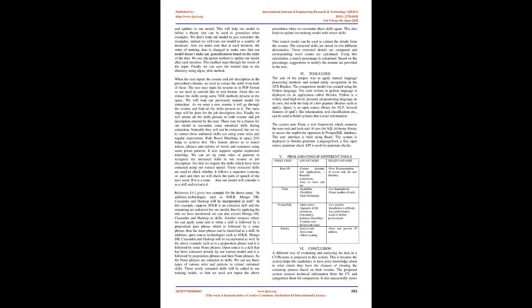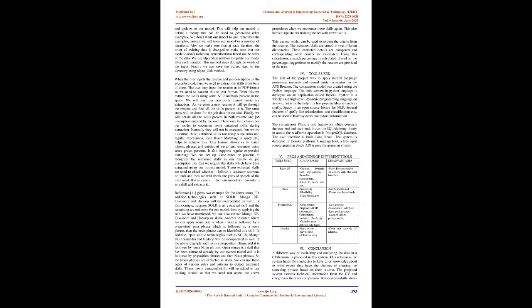These extracted skills are used to check whether they follow a separator, comma, or "or", and then we check the parts of speech of the next word. If it is a noun, then our model will consider it as a skill and extract it. Reference 11 gives 2 examples for the above cases. In addition, technologies such as SOLR, MongoDB, Cassandra, and Hadoop will be incorporated as well.